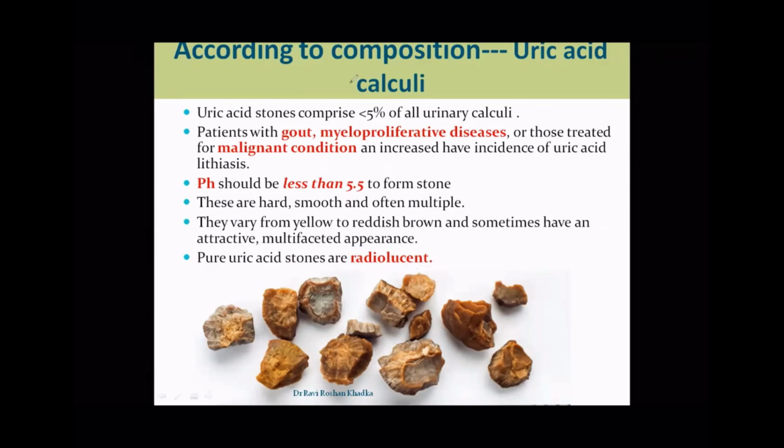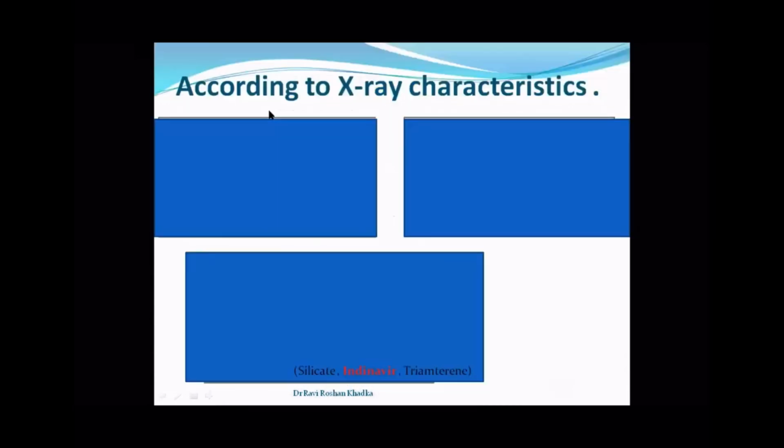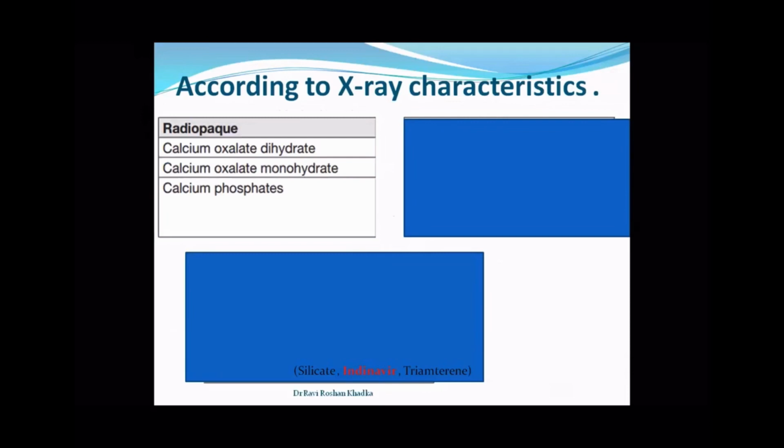Remember that. Okay, let us classify the stone according to the plain X-ray characteristics. That means some stones can be seen, some stones cannot be seen by the X-ray. Those stones which contain calcium, like calcium oxalate and phosphate, are very brightly white in plain X-ray. That's why they are known as radiopaque stones.